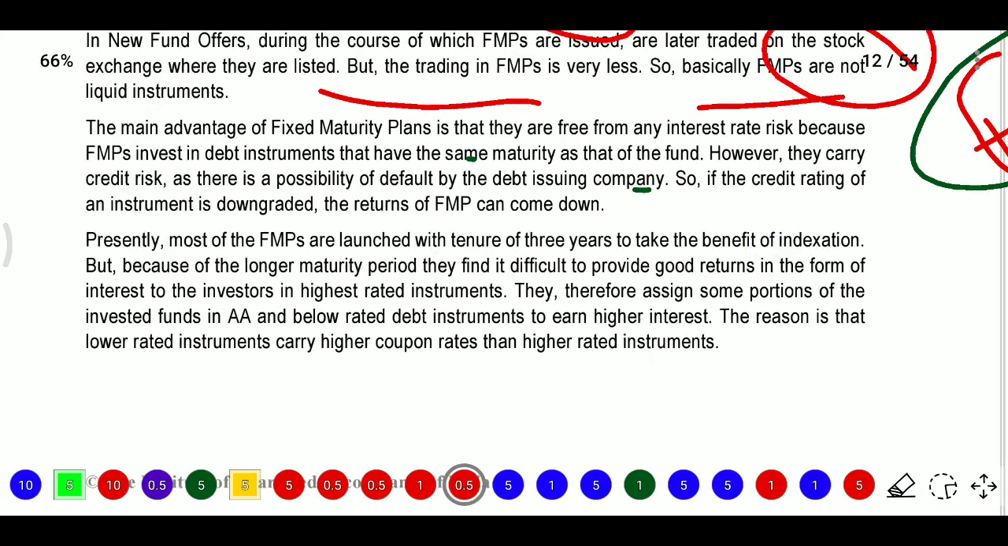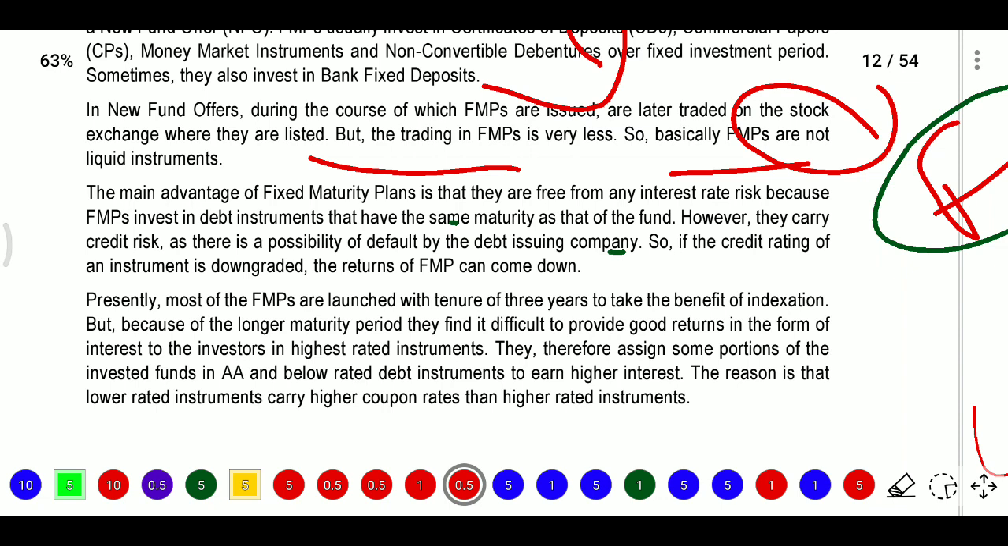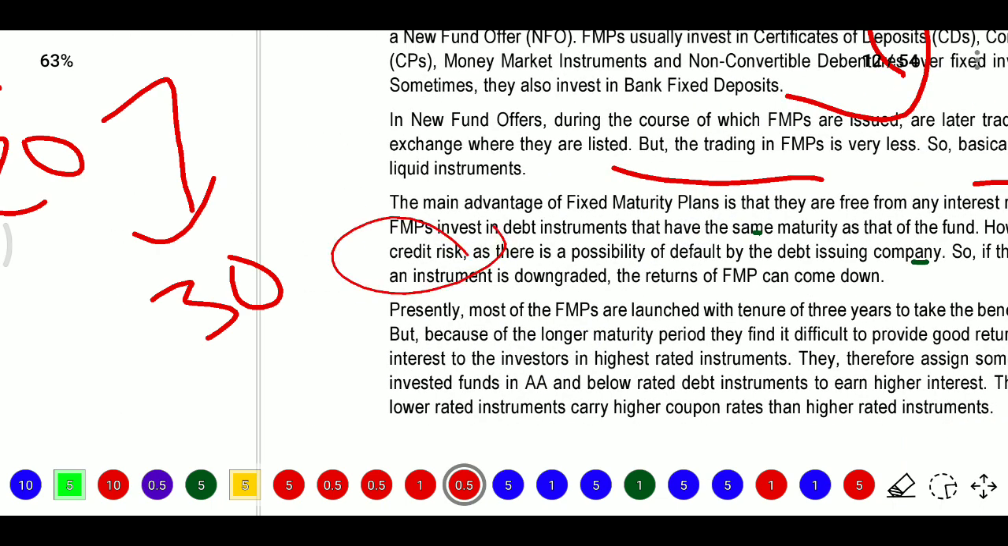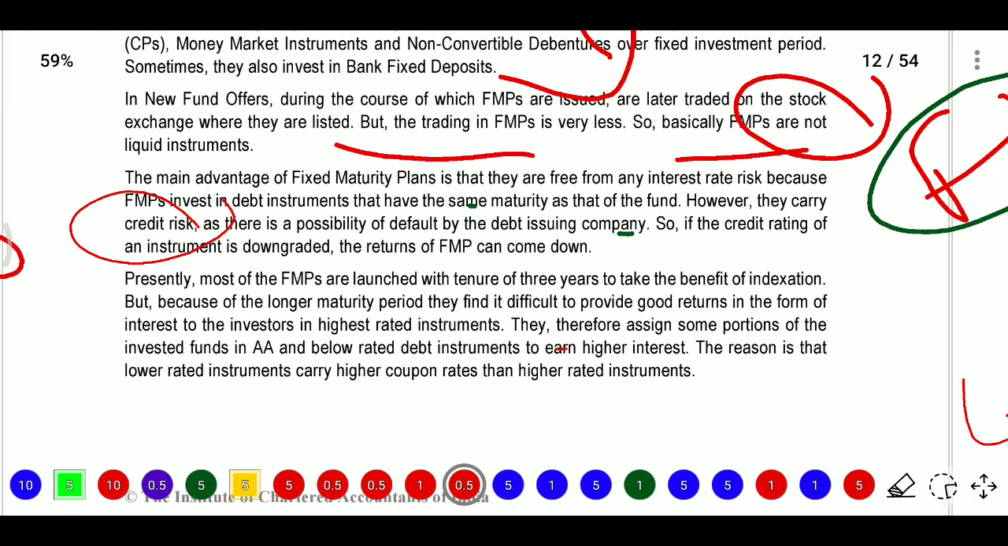They will go by one benchmark rate. After that, FMPs invest in debt instruments that have maturity similar to the fund, and however they carry credit risk, because it is a long term. The company may not pay at the end. If the company does not have the money, they don't pay. They promise to pay but won't pay the amount because they do not have it. So that credit risk will be there. Whenever we are investing in a company, we need to see the credit score of that company. Credit rating companies like Moody's, S&P or CRISIL give triple A plus, triple B or C grades. There is a possibility of default by the debt issuing company, so if the credit rating of an instrument is downgraded, the return of the FMP can come down.